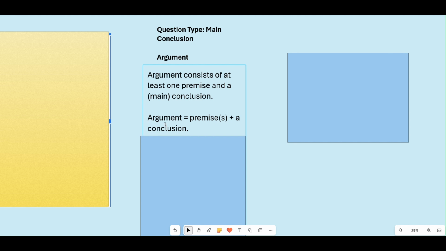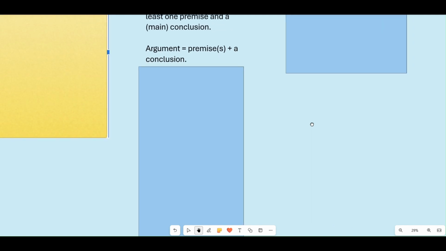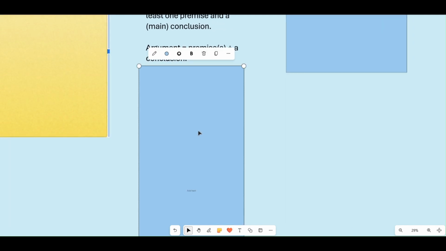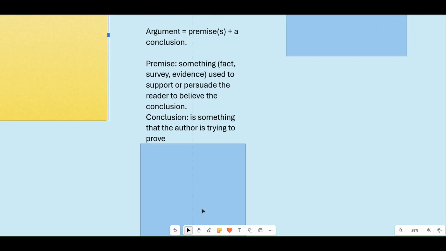So to understand the LSAT logical reasoning section, you have to know what arguments are, and then you have to know what premises and conclusions are. Now, what exactly are premises and conclusions? Well, for purposes of the LSAT, a premise can be a fact, a survey, a piece of evidence, or a statement used to support or persuade the reader to believe the conclusion. And the conclusion is something the author is trying to prove.